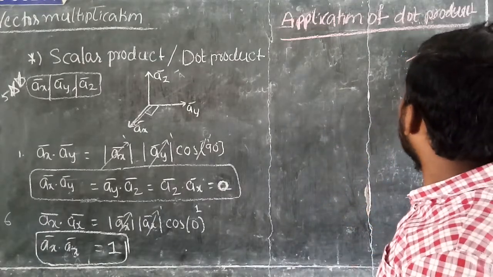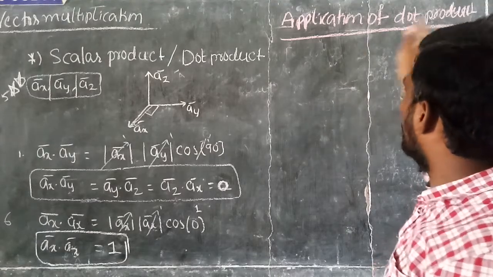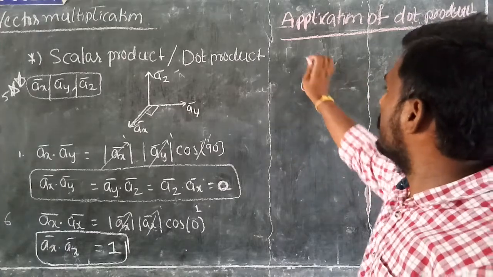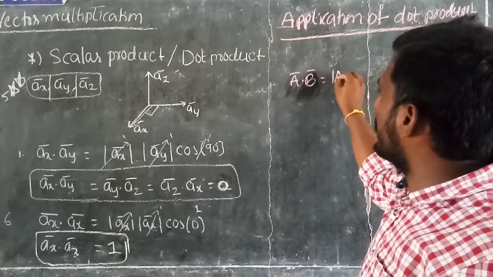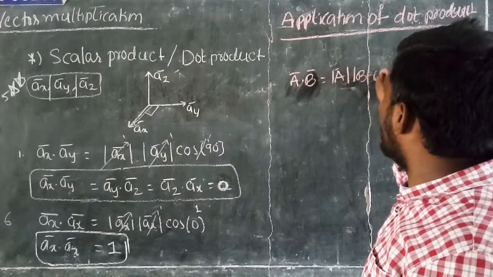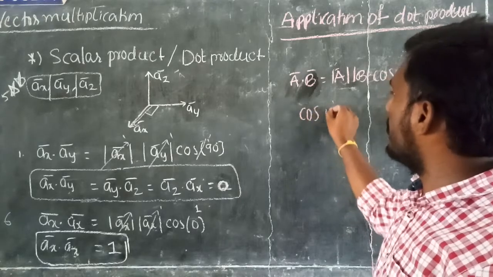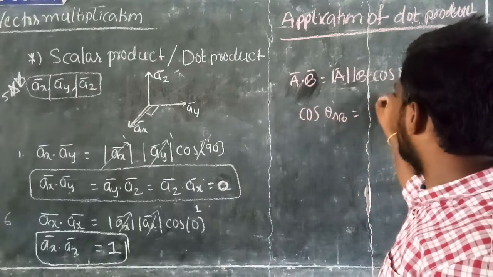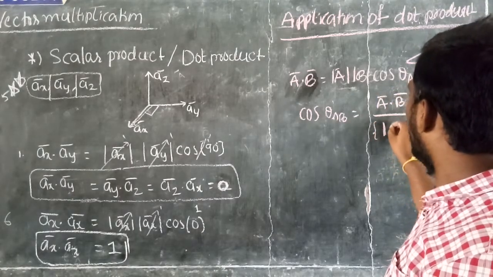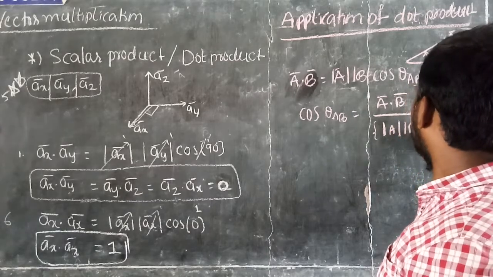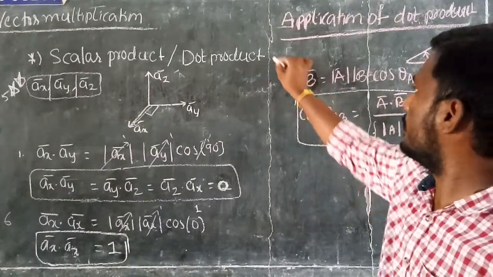If you have vectors a bar and b bar, and the angle between those two vectors is theta, then how can you calculate theta? By using our definition only. a bar dot b bar is equal to magnitude of a, magnitude of b, and cos of the angle between a and b, that is cos theta ab. But here we need only cos theta ab. So cos theta ab is equal to a bar dot b bar divided by magnitude of a and magnitude of b. So this is the formula for calculating the angle between two vectors. This is application number 1.